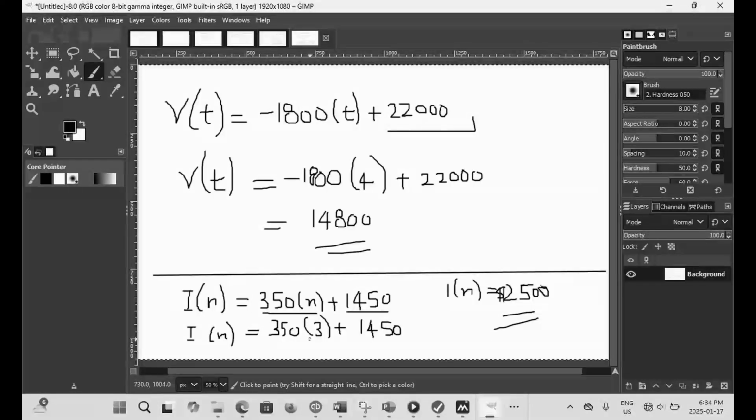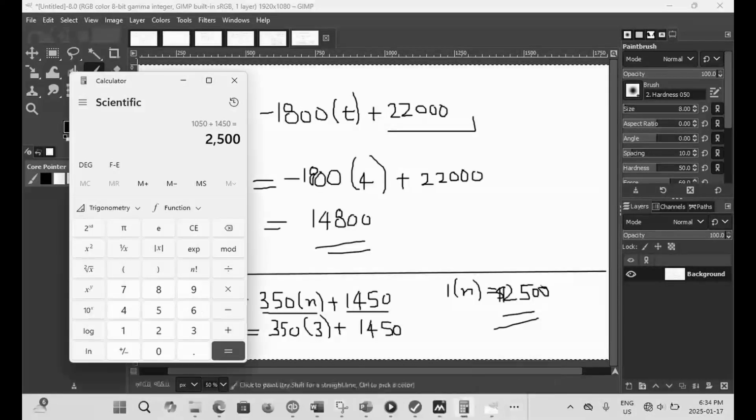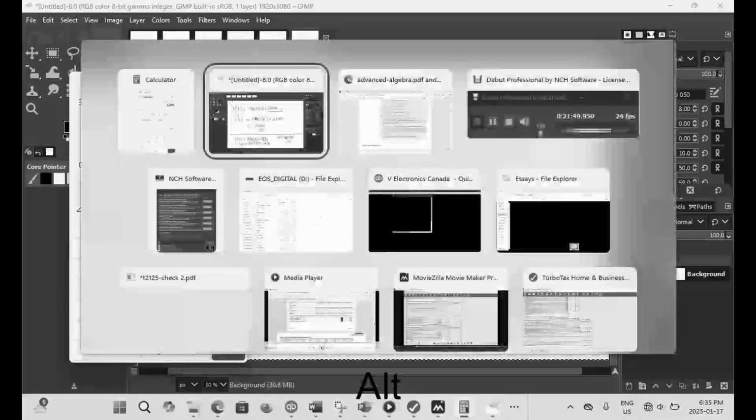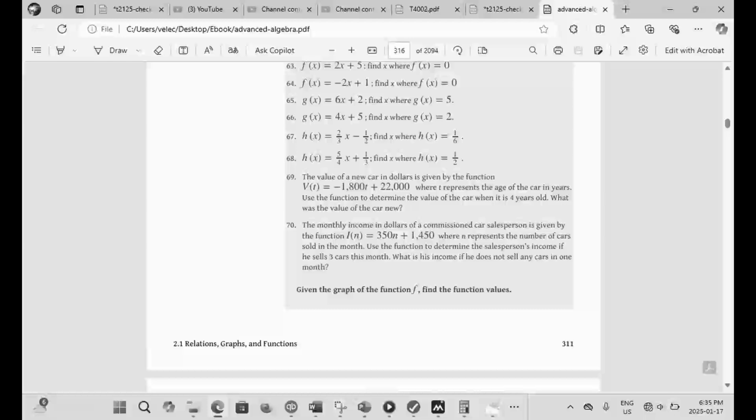If he wants to sell 5 cars each month, it will be 350 into 5 plus 1450, which is $3,200. So this is basically how you solve for functions.